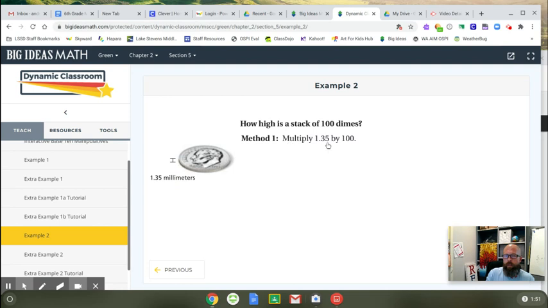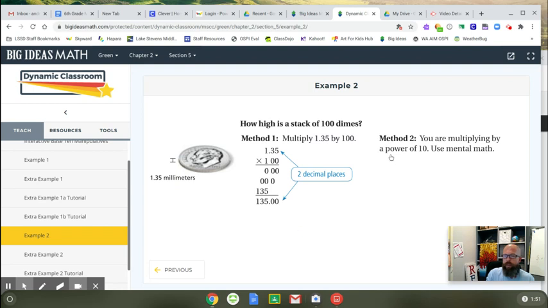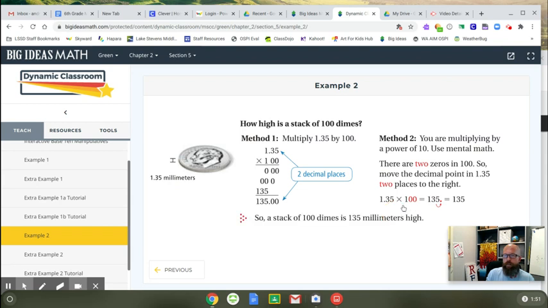So method number one, we multiply 1.35 times 100, and we see that there are two decimal places, 1, 2. And so when we get done, we move this over 1, 2, and we end up with 135. Method number two, since you're multiplying by a power of 10, you can use mental math and just move your decimal two places to the right because you're multiplying by two zeros and a 1. Okay? So that's a trick you can use if it's a nice round number with zeros and a 1, like 10, 100, 1,000. Just move decimal places.